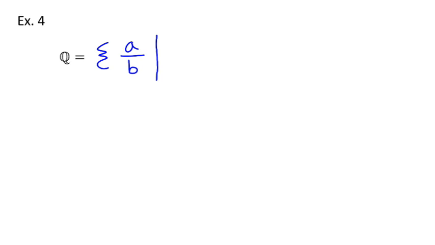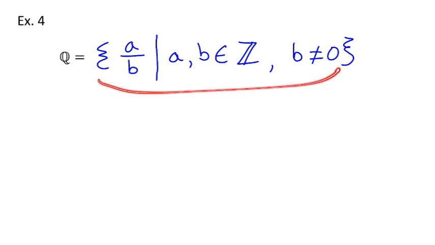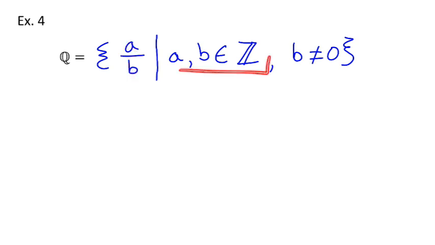So we have A divided by B such that A and B, and this symbol means in, so A and B are members of, or are in, the integers. And it also has to be the case that B does not equal 0. And so this is a set of numbers where A and B are integers and B does not equal 0. Because notice if B equaled 0, we would be dividing by 0, and that would be undefined. So that's how we represent the rational numbers.